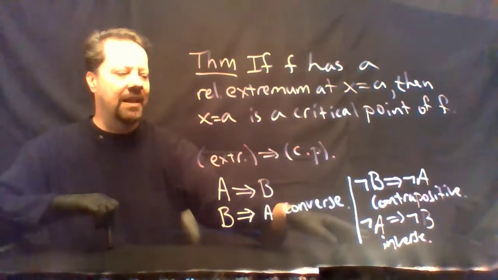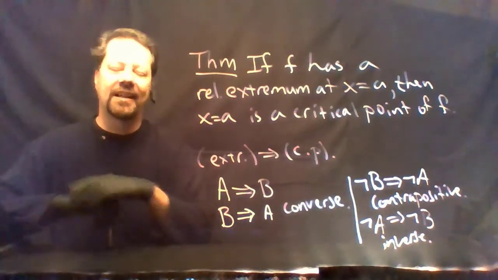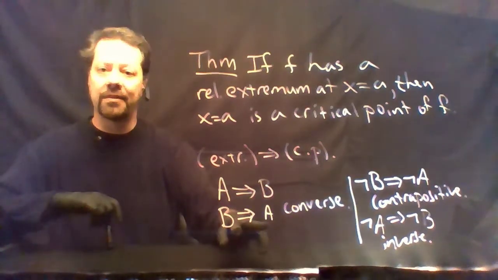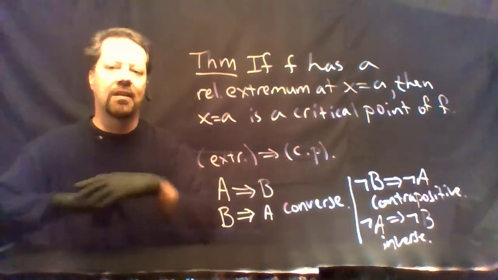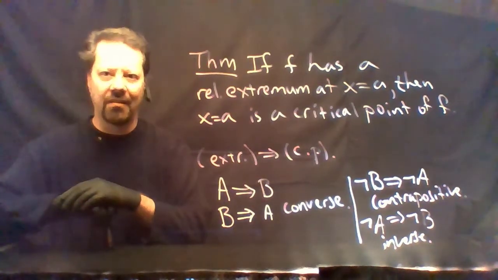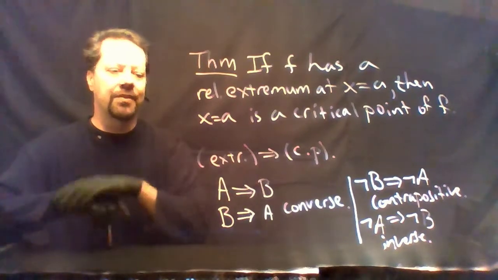The inverse would be, if I am not in Paris, then I am not in France. And again, that would not be a true theorem. But it would be equivalent to the converse. The converse and the inverse are logically equivalent. A theorem and its contrapositive are logically equivalent. In this particular case, the converse is false.